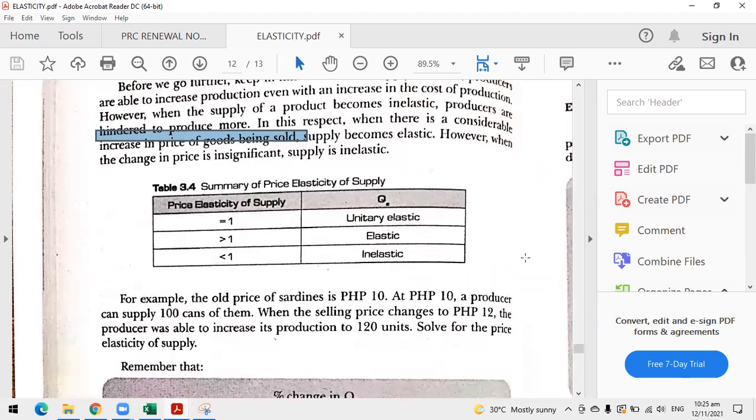So, titingnan niyo lang dito kung gaano katotoo yung ating definition ng supply or the law of supply. Okay? So, check natin ito. The old price of sardines is 10. At the price of 10 pesos, producers can supply 100. When the selling price is increased to 12, the producer was able to increase its production to 120. Solve for the price elasticity of supply. Well, if we're going to use this one, dali lang yan.